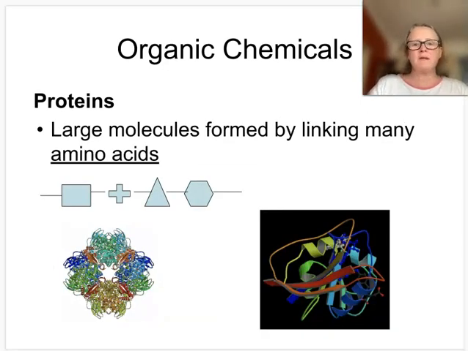Proteins are our third big organic chemical group. These are very large molecules formed by linking many small subunits called amino acids together. And proteins can provide transport functions, things like hemoglobin, catalysis, so all our enzymes are made out of proteins, and protection, so our antibodies are protein molecules. You can store some protein molecules.